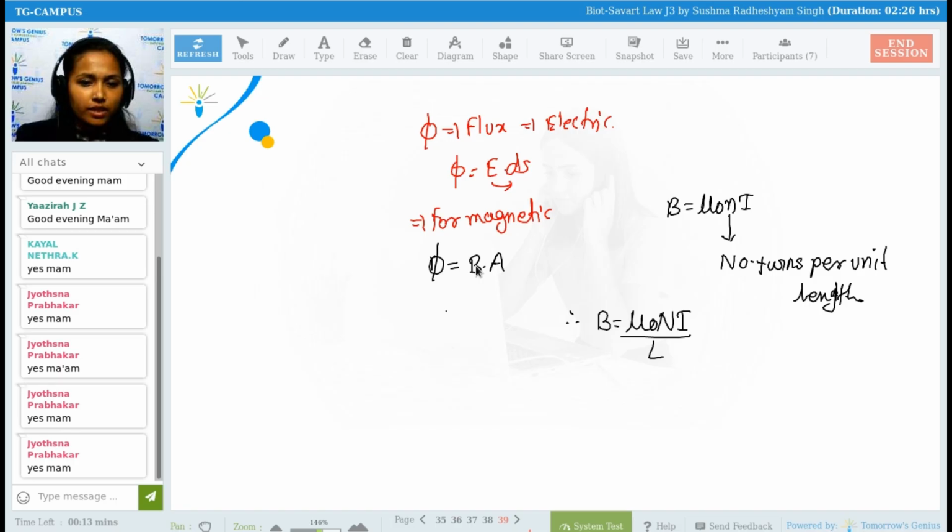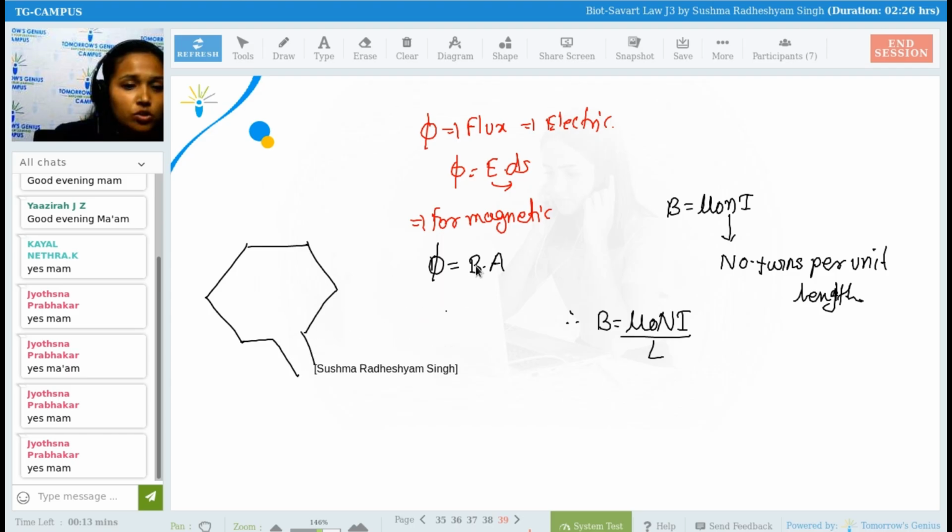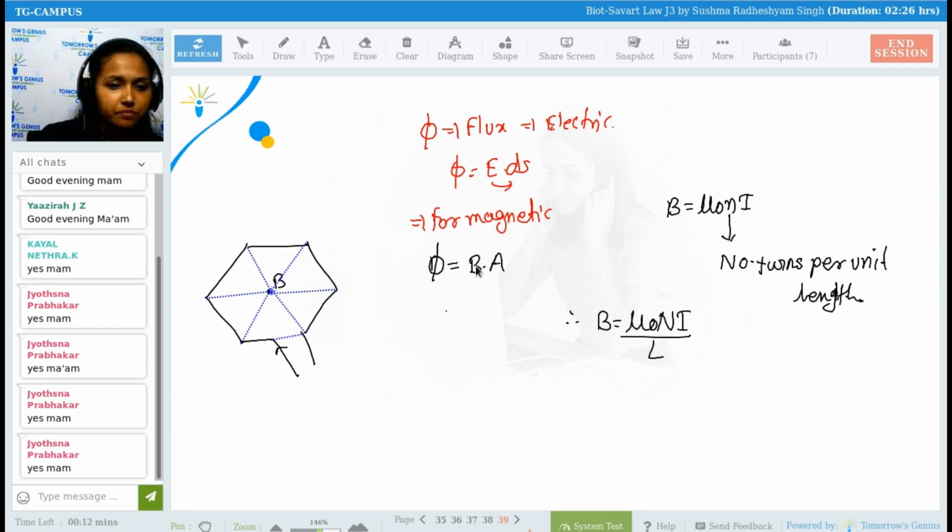Yes, ma'am. Okay. The question is about the hexagon. See, this is your hexagon. Am I right? So the current is entering from here, and they want to ask what is the magnetic field at the center. For that, you should first of all draw lines from the corners, and you get a center point like this. So at the center, you have a magnetic field. Clear this first of all?